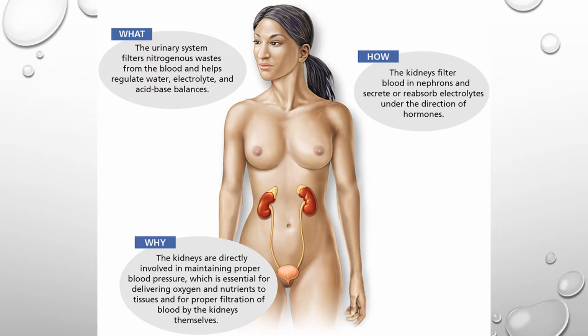It does this via the kidneys that filter blood and nephrons that secrete or reabsorb electrolytes under the direction of hormones. And the kidneys are directly involved in maintaining proper blood pressure, which we've talked about a little bit in past lectures, which is essential for delivering oxygen and nutrients to the tissues and for proper filtration of blood by the kidneys themselves.